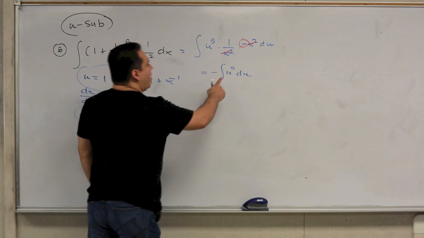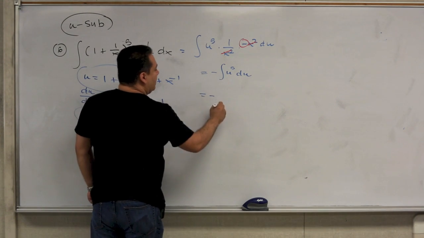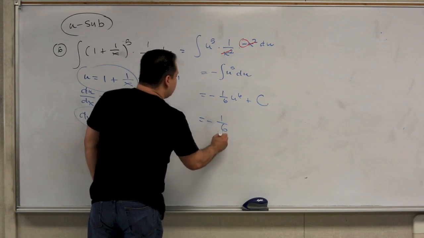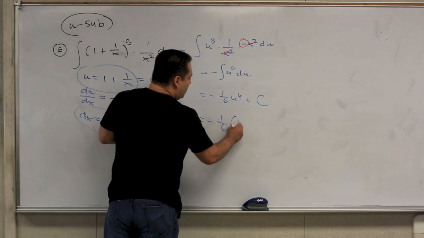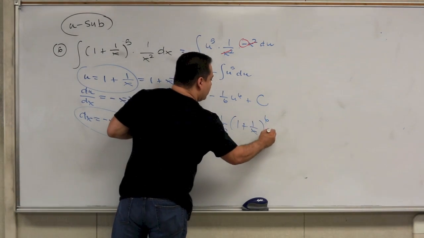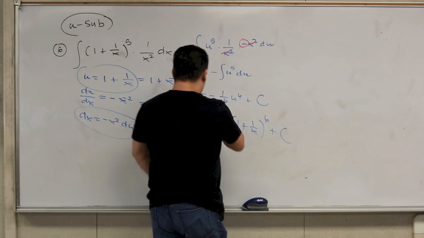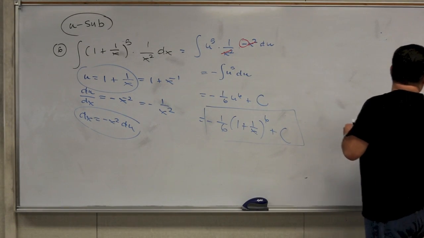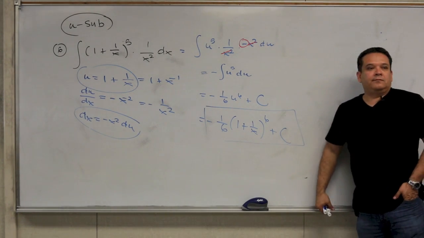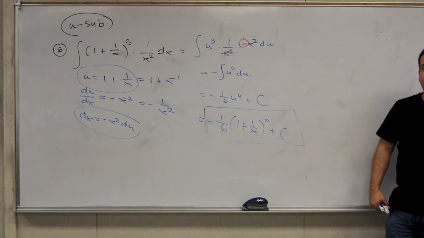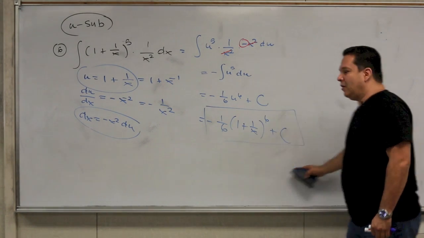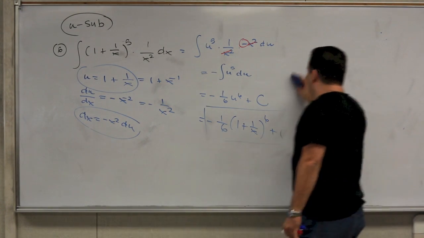So how do you guys integrate by power rule here for antiderivatives? It's 1/6 u to the 6 plus your c. So you get negative 1/6. What was u again? 1 plus 1 over x to the 6th power plus your c. So here you guys go. Okay, you guys okay with this one? Sure? All right, let's see.